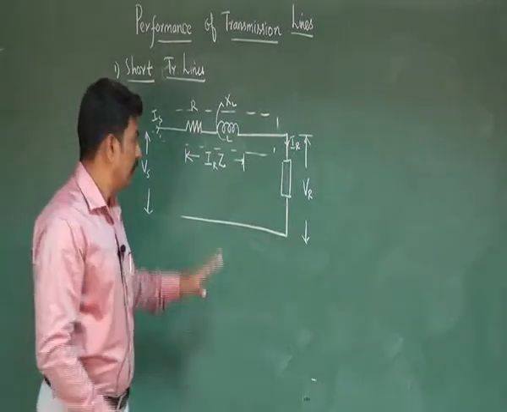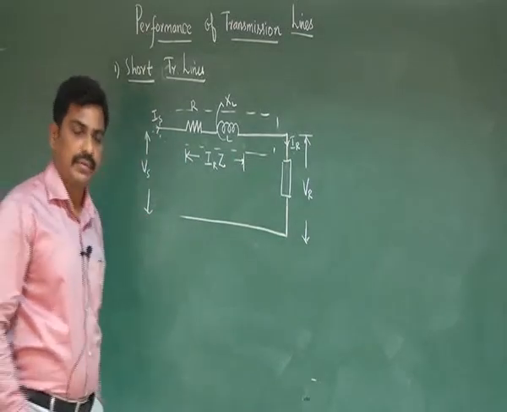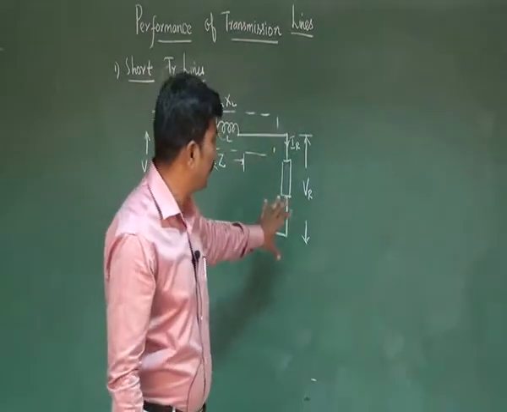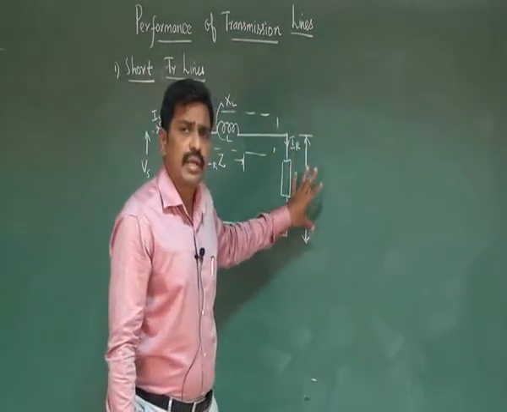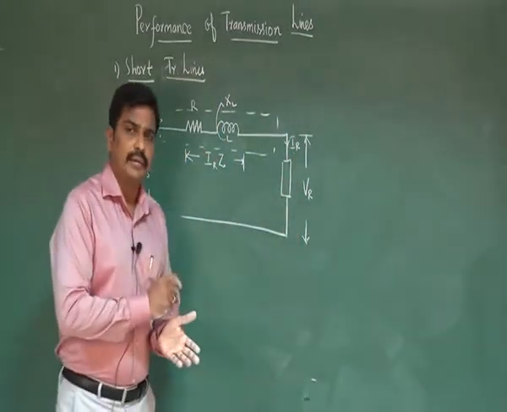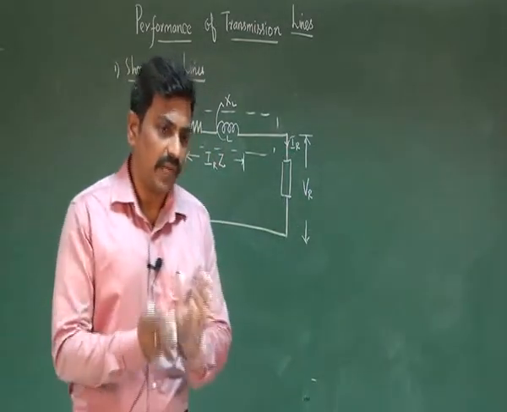As I told earlier, sending end parameters are Vs and Is. Simply we can say sending end voltage and sending end current. The receiving end parameters are receiving end voltage and receiving end current. Okay. How are we going to relate these parameters with the help of vectorial representation?